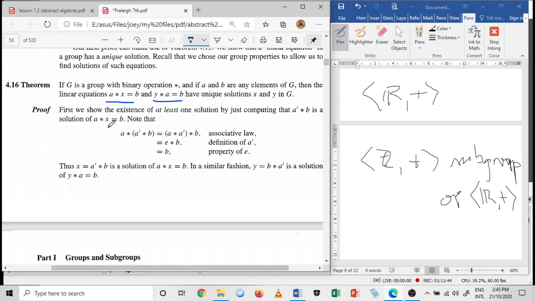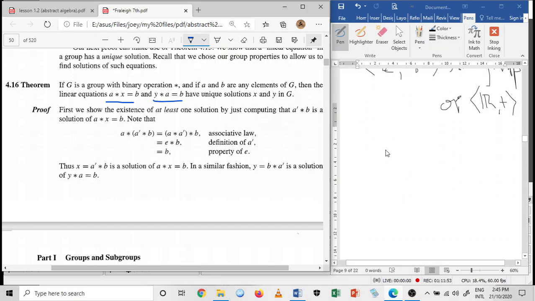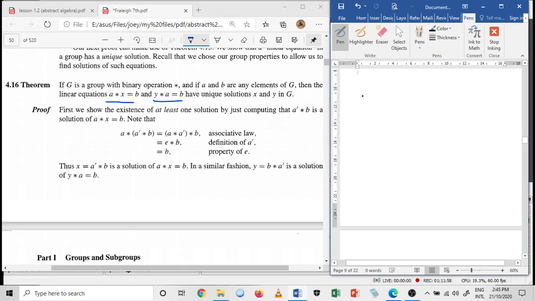So here, the solution has already been obtained. It is said to be A inverse B. Let us show first how it was obtained. So again, the equation is A operation X equals B. So we need to find X. Question is, what is this X? Then show that X is in the group. It is in the same set.